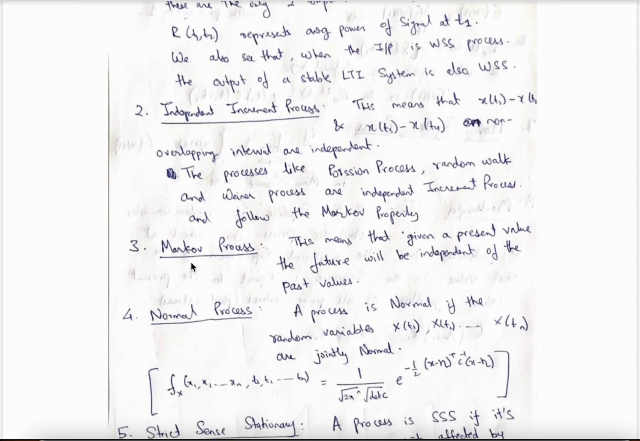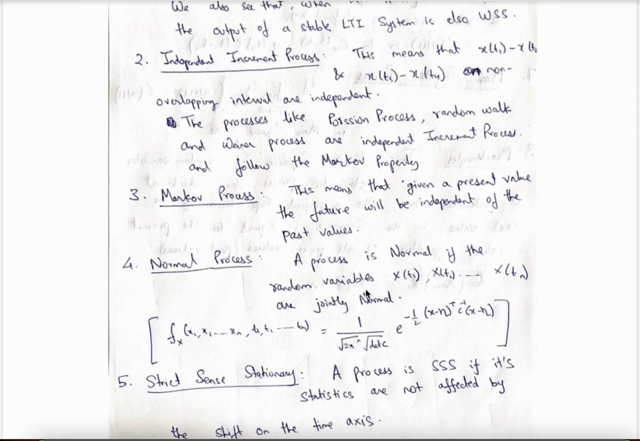Next, this brings us to what is a Markov process. Markov processes basically mean that suppose we are given the present value, the future will be independent of the past value. So we can read that again. This means that given a present value, the future will be independent of the past value.